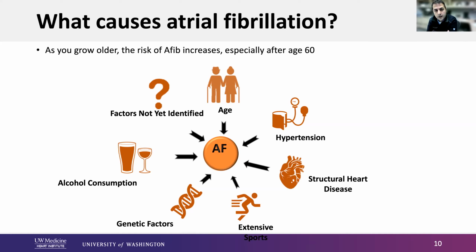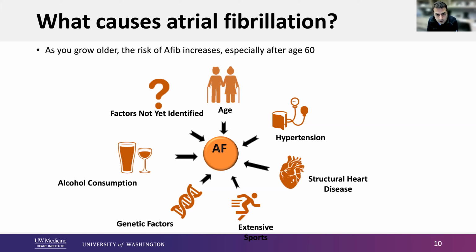AFib also can run in the family, so there's a genetic component to it and some genetic factors. In fact, if you have a sibling or a parent with atrial fibrillation, so a first-degree relative, then the chances of you developing it are 4 times higher than someone else who doesn't have that history in their family. So there's a clear genetic predisposition if you happen to have that family history.